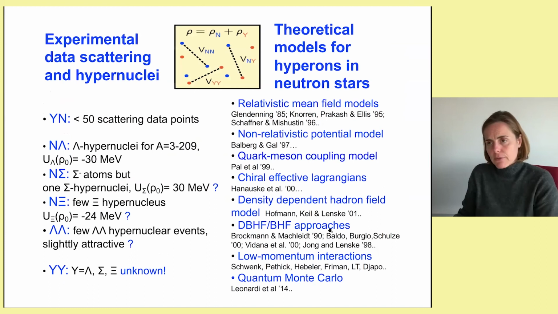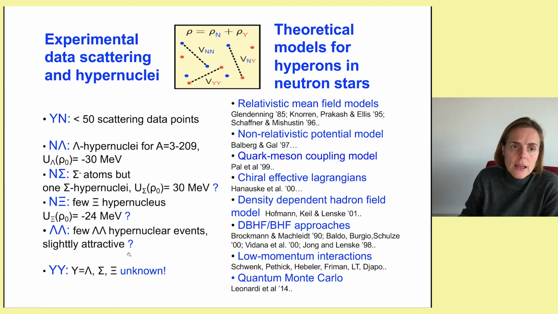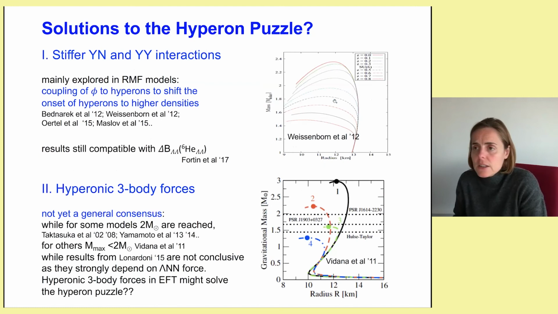So before going to that and giving you maybe some solutions, and actually Ignacio was mentioning one way to go, to show you again what we have from data, scattering data on hypernuclei, and the different models that people have been doing over the years. There are more authors in each of them, but just to show you that people have been really working on hyperons in neutron stars.